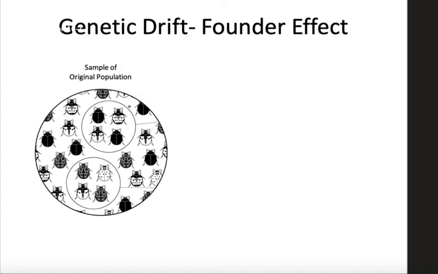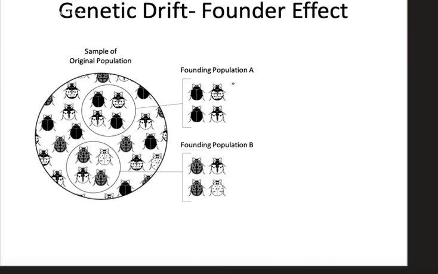Now, the idea of a founder's effect is more reliant on who makes it to a new habitat. So imagine this time, again, we're working with beetles, and we say that this group of beetles and that group of beetles, somehow they're floating on a log in a river, and they end up on a new island. So each island is starting off with just 4 beetles. But if we look, none of these all black beetles made it to island B, and none of these gray beetles made it to island A.